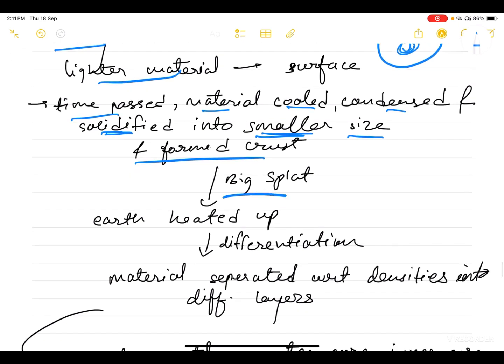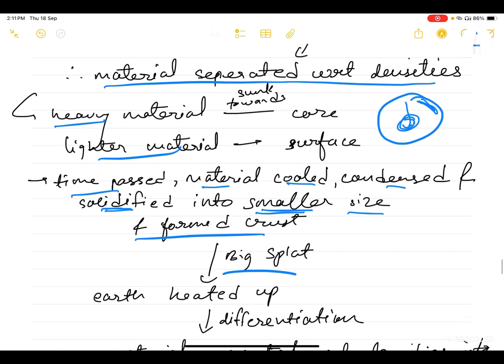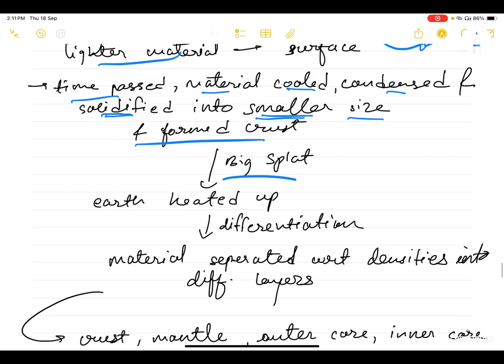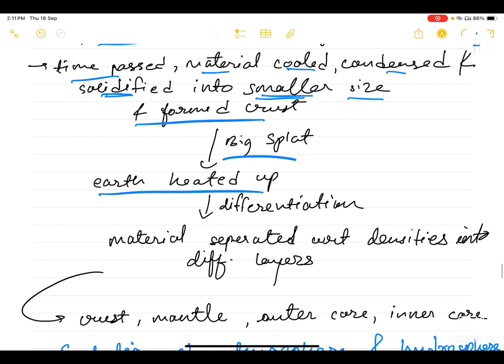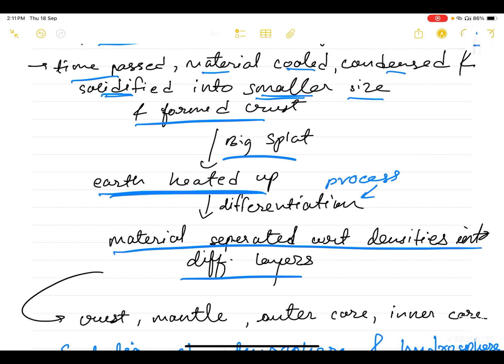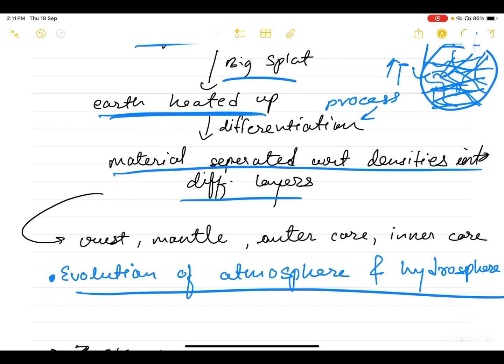Then the big splat happened, that is the theory where the moon formation is explained. When the big splat happened, Earth heated up again because of the friction and collision. It started heating up again, and via the process of differentiation, the material separated with respect to their densities into different layers. Therefore, today we have non-uniform layers, that is, we have crust, mantle, outer core, and inner core.